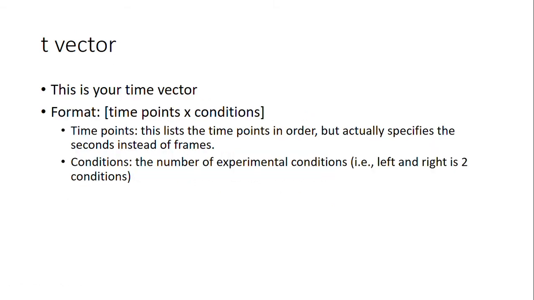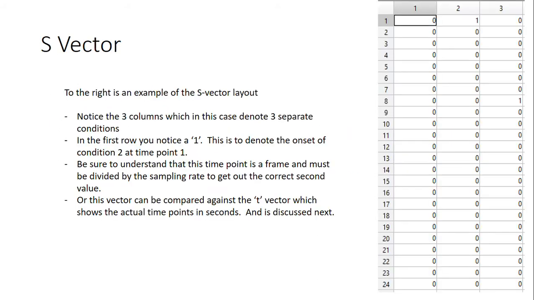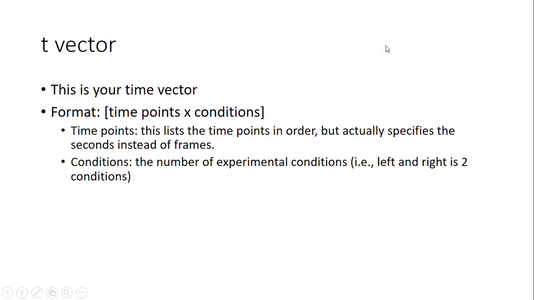The T vector is going to be just your time. It's literally just what time points were included. So when I say back on the S vector, you know, frame 3, I can actually coordinate that in a T vector as to what time point that is, and I'll show you that in a second. But the format of this is just the time points by the condition, so it's very similar.